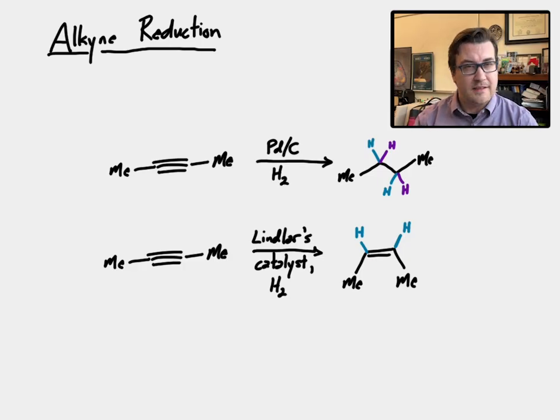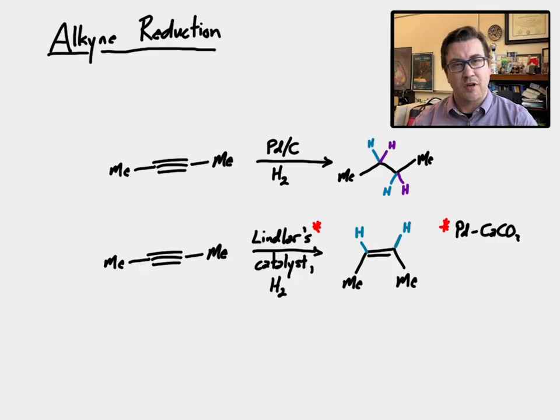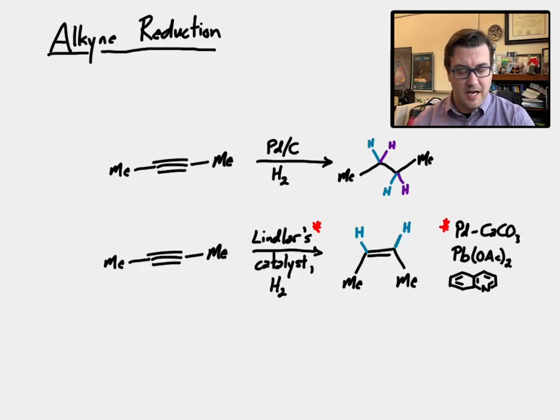So Lindlar's catalyst, and I'm not going to ask that you remember this, you're simply able to write Lindlar's catalyst, is what's called a poisoned catalyst. And this is kind of a complex combination of palladium that's been attached to a calcium surface, some lead acetate, and this quinoline as well. And all these things together end up making it so the catalyst is not able to undergo this second catalytic reduction of the alkene to the alkane.